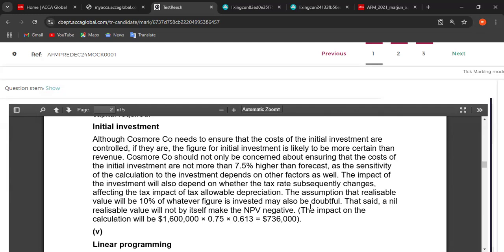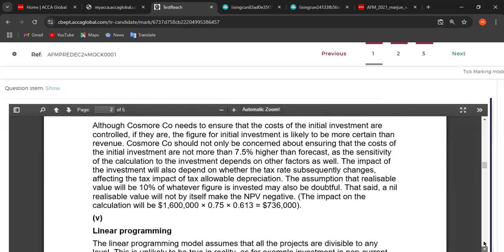But in the initial investment, there are many calculations. Like we have computed the capital allowances figure as 4,000 per year. In the final year, there was a balancing allowance, and then the tax was 25%. So if these figures change, our data will change. But the examiner is saying the impact of the investment will also depend upon whether the tax rate subsequently changes, affecting the tax impact of tax allowable deductions. The assumption that realizable value is 10%, on which basis we have said it is 10%, no clear picture has been provided.